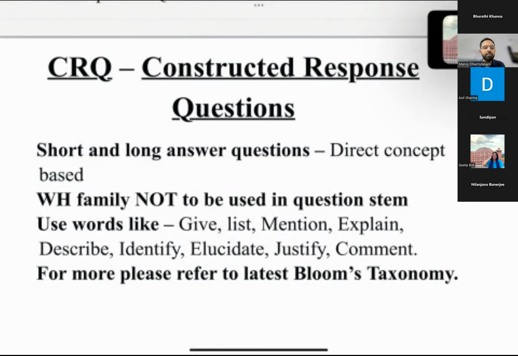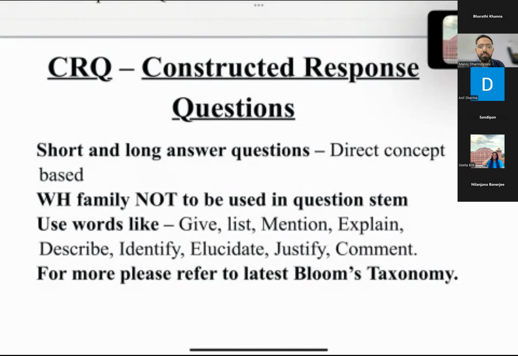So words like identify, elucidate, justify, comment are the words which CBSE has told us in circular 30 to use in place of the WH family, which I think is a very great initiative, because it will take us out of the zone in which we were for 20-30 years. Now we have to create questions in such a manner that students do not think, this question will be from this category because it is asking why or where. No. So it will give them a good impression, with these words, of exactly what CBSE wants to ask.